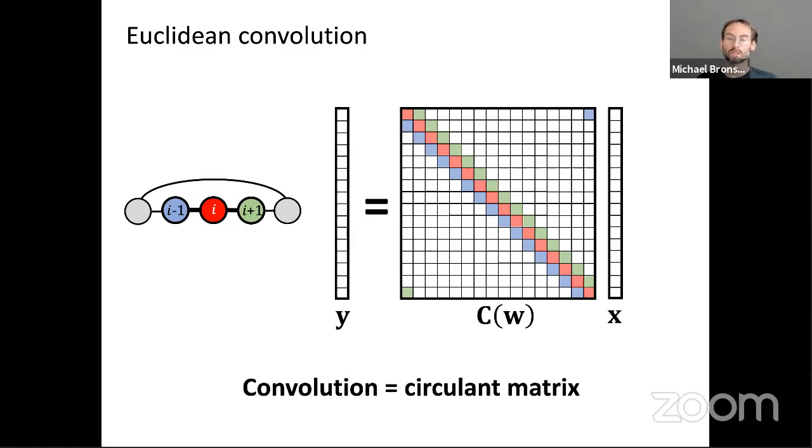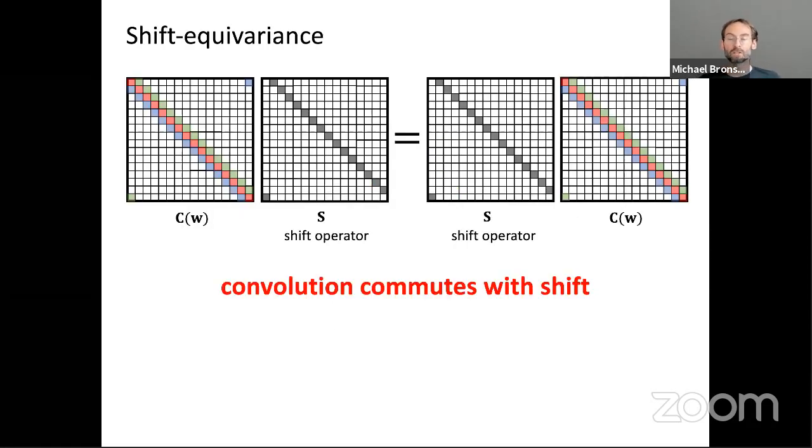So the two notions are equivalent. You can think of convolutions as circulant matrices. Now, unlike general matrix multiplication, circulant matrices are very special. They are commutative. And one choice of circulant matrices is the shift operator. So convolution as a result commutes with shift. This is a property that we call shift-equivariance. Sometimes you will see it under the name of shift-invariance, but the correct term is equivariance.